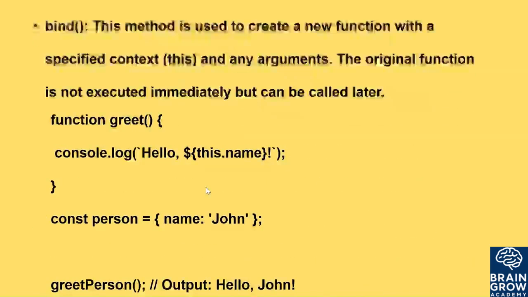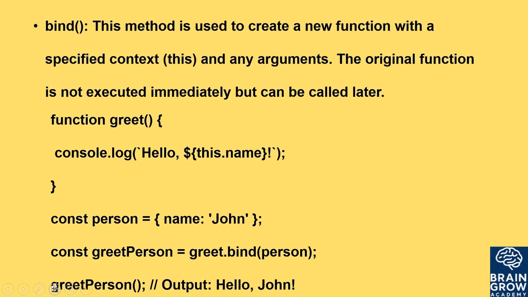And another is, what is the bind method? The bind method is used to create a new function with a specified context and any arguments. The original function is not executed immediately but can be later. And after that you can see person greet dot bind, and within this bind function we pass this object, and after that it gives the output hello John.